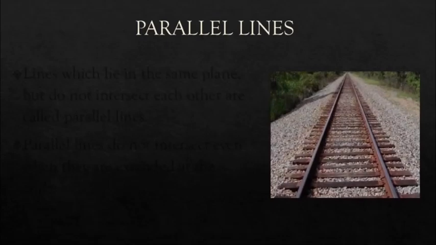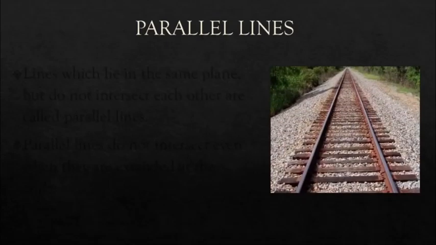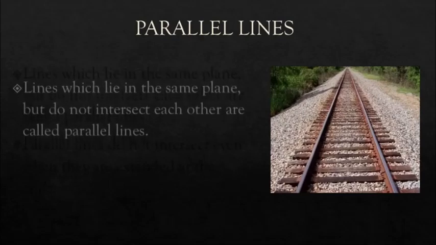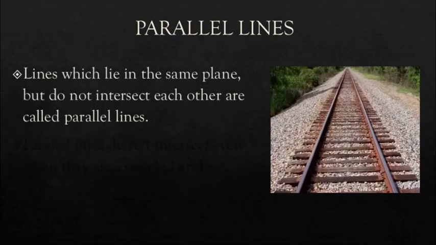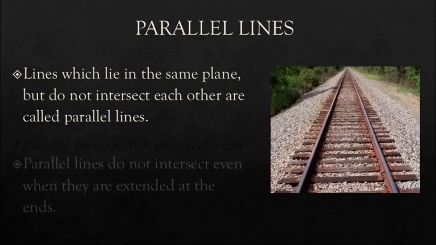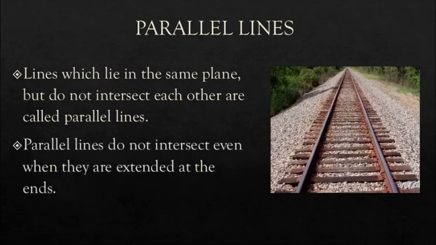Next is parallel lines. Now, parallel lines are the lines which lie on the same plane but do not intersect each other. So these lines are always on the same plane but they will never meet. In the figure you can see on the railway track, two lines are lying on the same plane but they are not meeting each other. Such lines are called parallel lines. And if the lines intersect each other, those lines will be called intersecting lines.